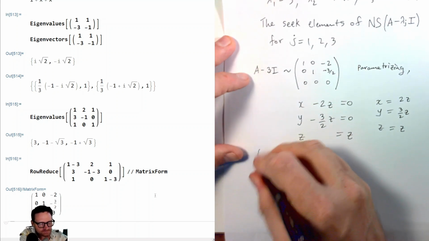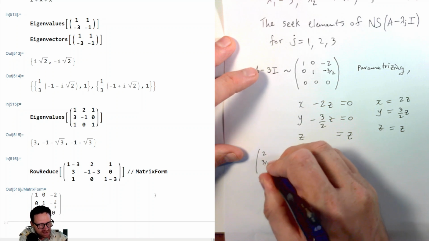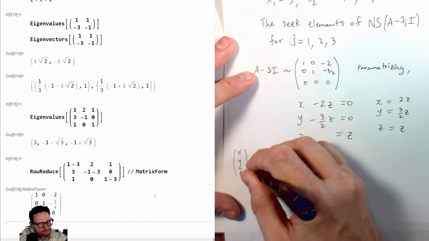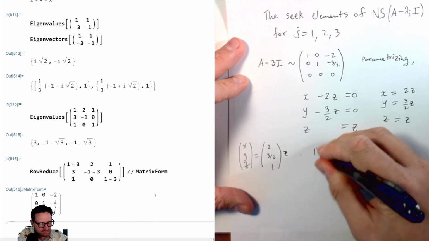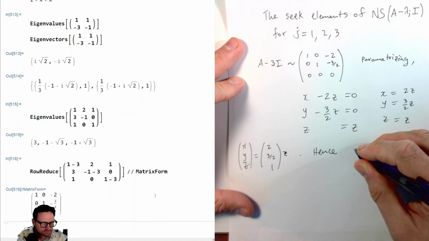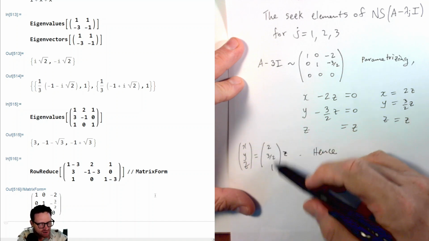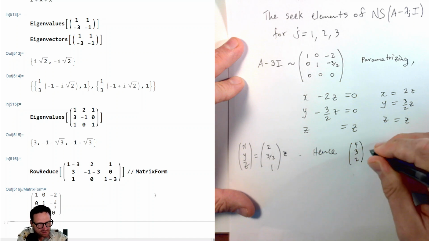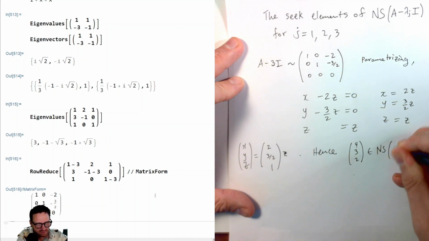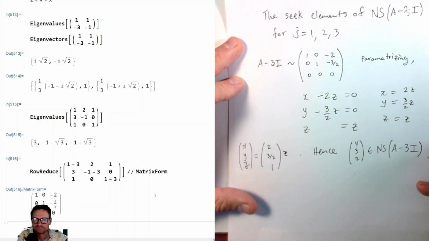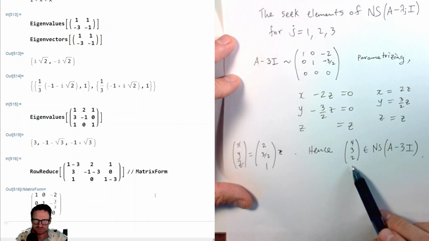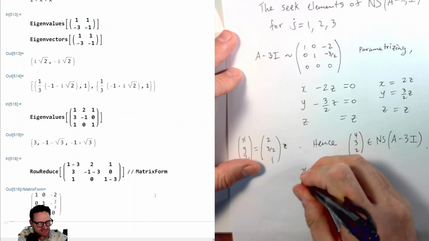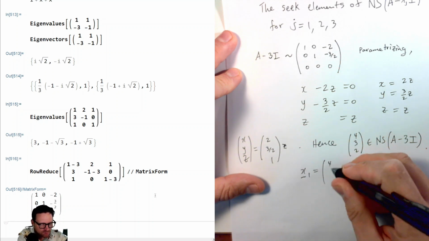Okay, and so I take this and I write x is equal to 2z, y is equal to 3 over 2z, and z is equal to z. And then put 2, 3/2, 1 times z, and so I see that the vector, now let's just multiply this throughout by 2 because I can take any multiple of this. So 4, 3, 2 is in the null space of A minus 3I. And any multiple is fine. Okay, so this will be an eigenvector of the matrix. So let's say x1 is equal to 4, 3, 2.